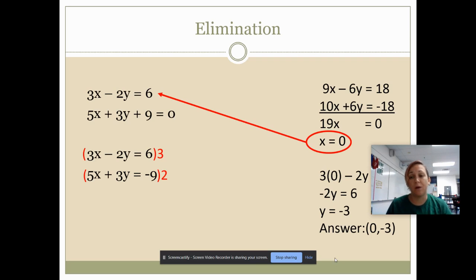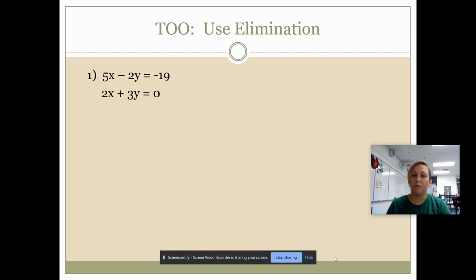All right, for our next problem, I'd like you to try it on your own. You can make your own choice about which variable you want to eliminate. And then for your second step, you can do substitution. You don't have to do elimination for the second step. So go ahead and pause the video and try this problem.